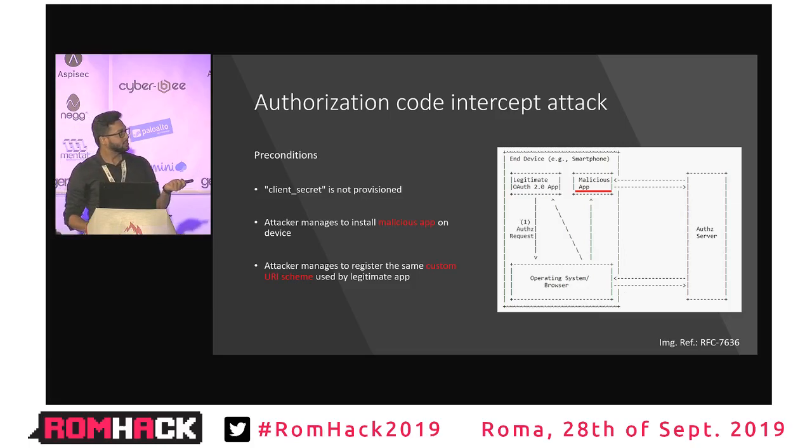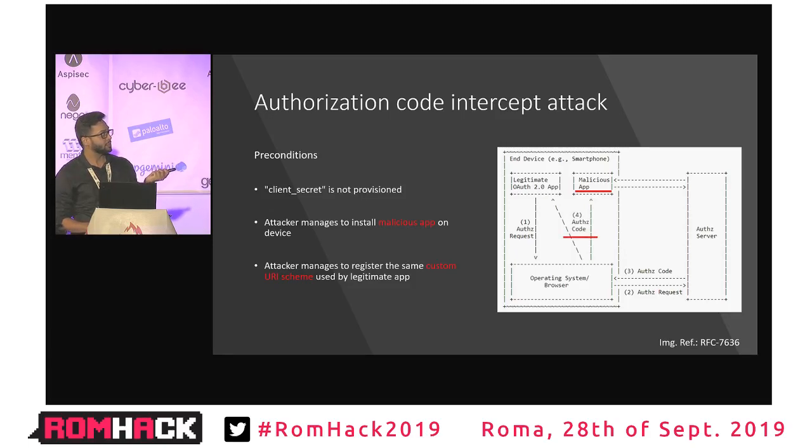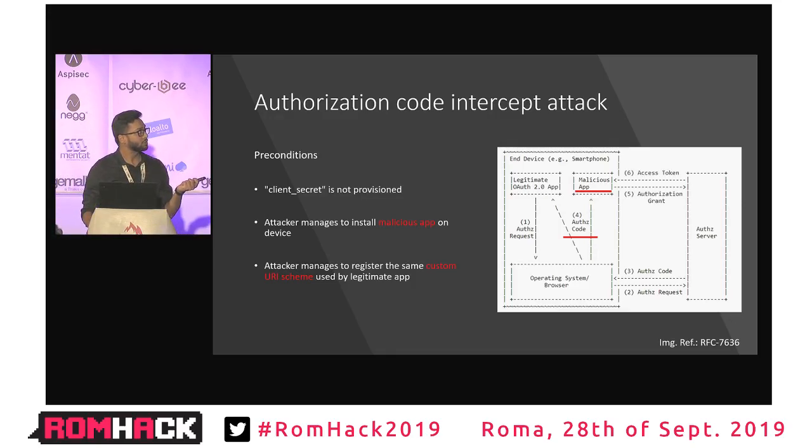When the authorization request is generated by the legit app, it is sent to the auth server, which returns the auth code, and now the browser sees that there are two applications that have registered for the same custom URI scheme, and it ends up giving the auth code to both of them. So the malicious application will also receive the auth code, and it can fetch the access token on behalf of the legitimate application.